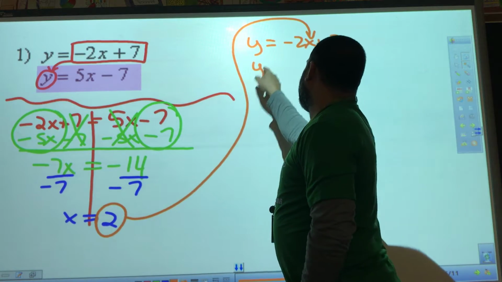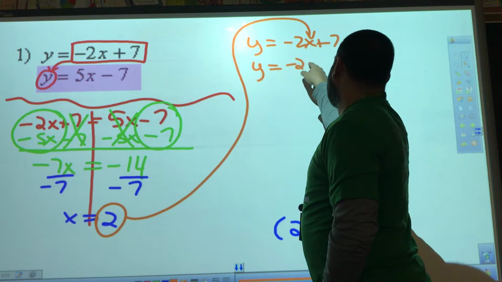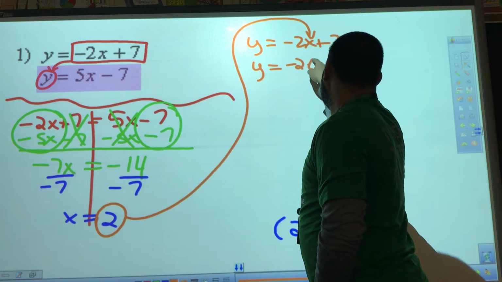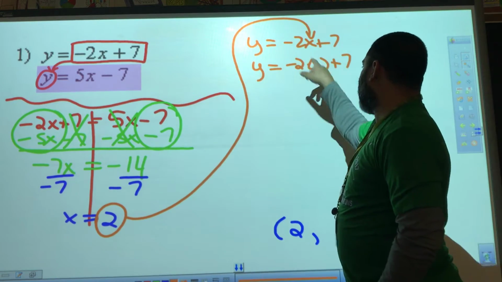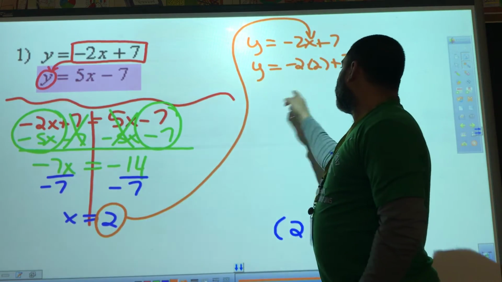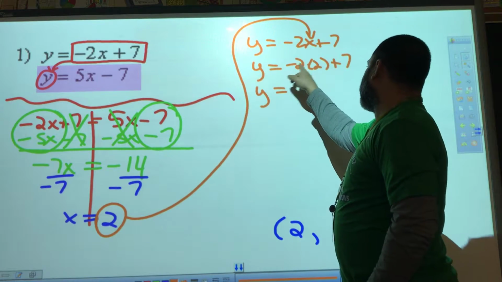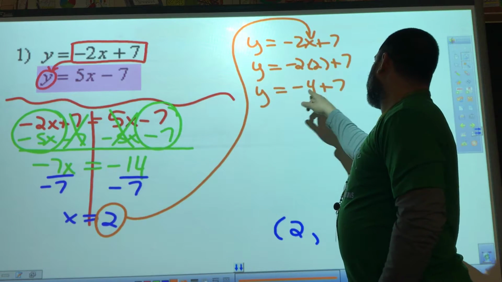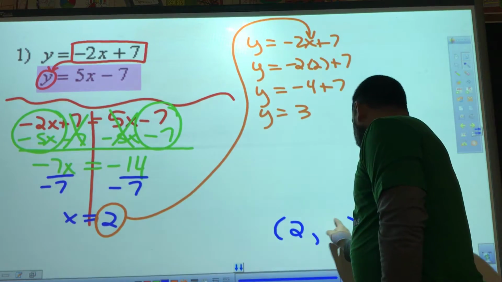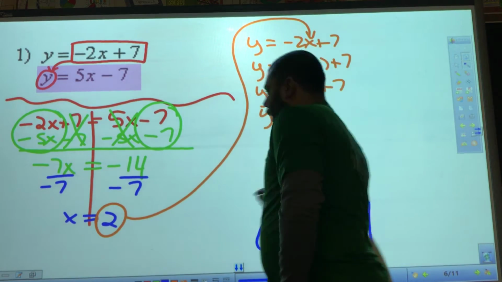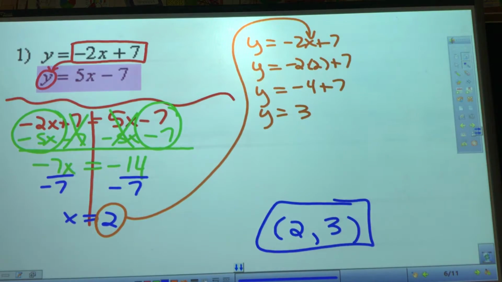So I have y equals negative 2 times 2 plus 7. Okay, took the x out, put my answer in. Now I just have to solve this. Negative 2 times 2 is negative 4. Negative 4 plus 7 is 3. There's my y. So my solution for that particular one would be (2, 3).